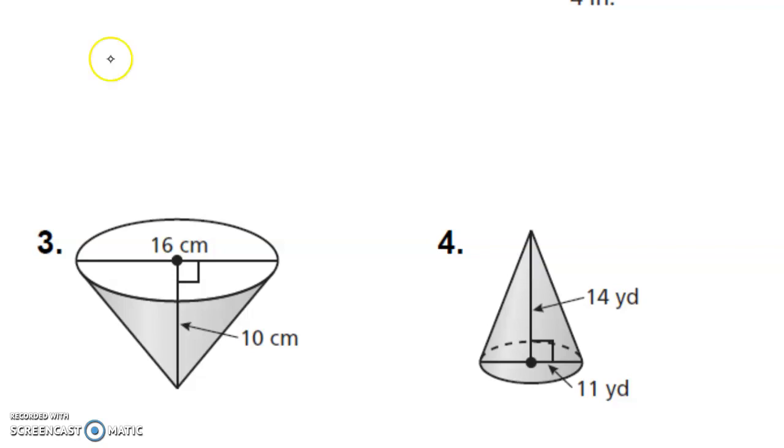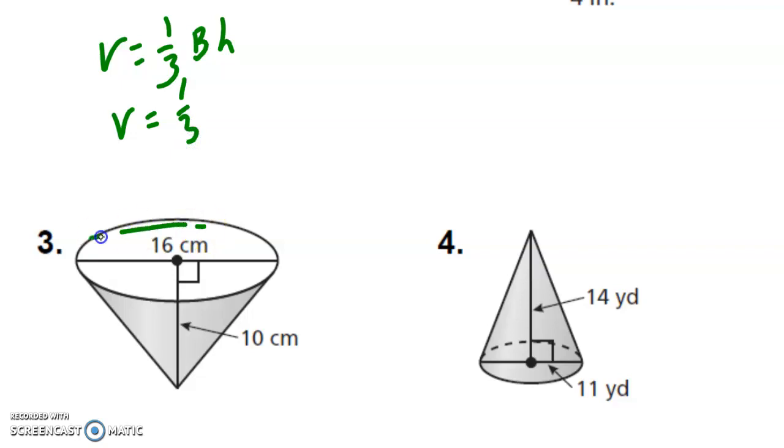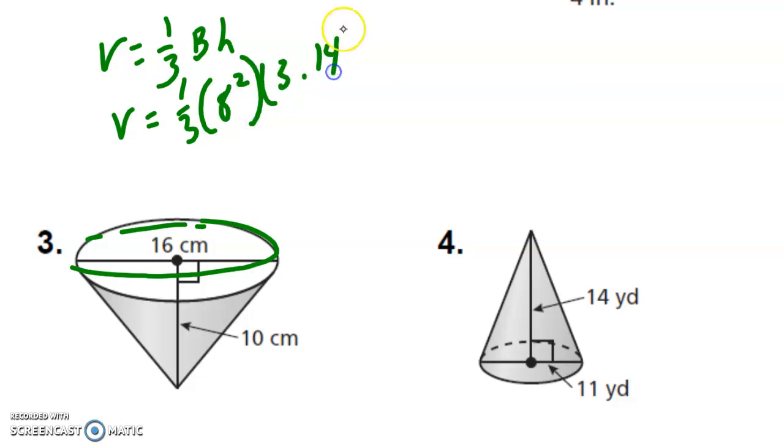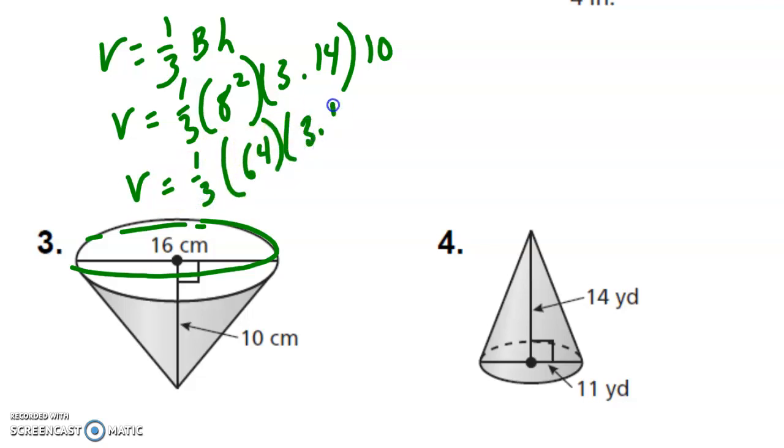So the volume equals a third base times the height. Now notice this time they gave us a diameter. So the first thing we have to do is cut the diameter in half, get a radius. So that's going to be 8. Square the radius, 3.14, and then multiply that by 10. So if we simplify a little farther, the volume is a third times 64 times 3.14 times 10.